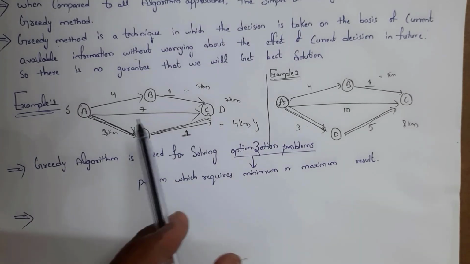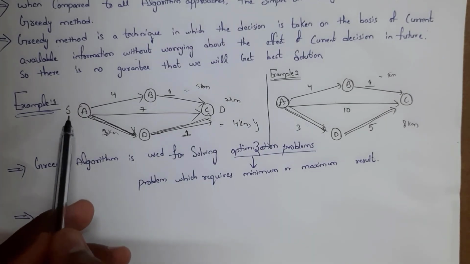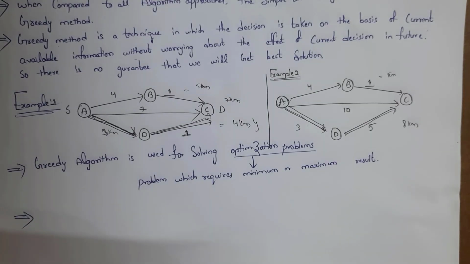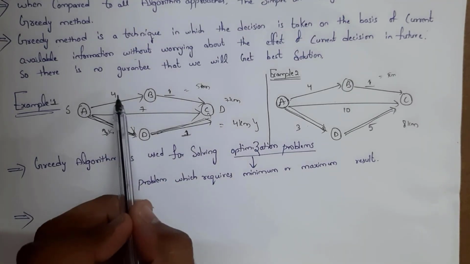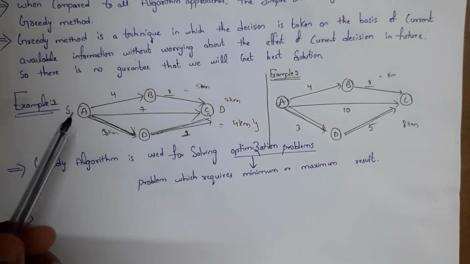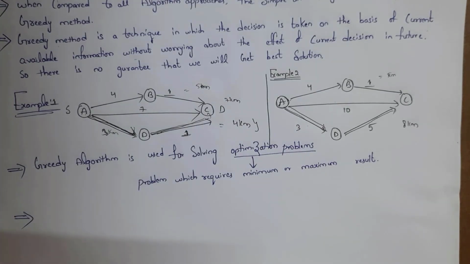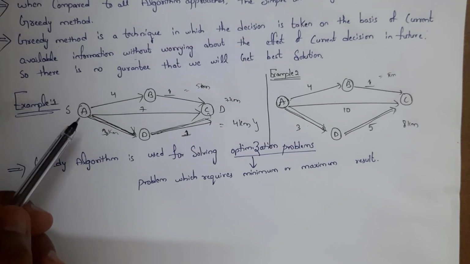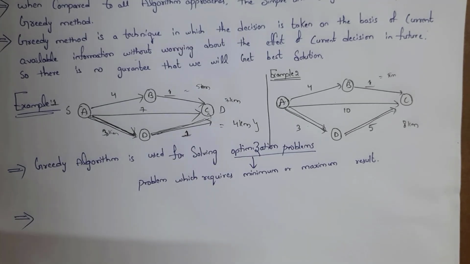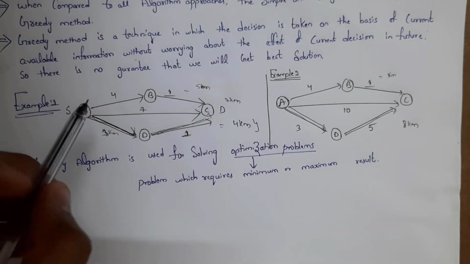There are two examples. In example 1, I need to travel from source to destination, that is from node A to node C. In greedy method, we will take decision based on the current available information, that is from node A to B distance is 4 kilometers, from A to C distance is 7 kilometers, and from node A to D distance is only 3 kilometers. So I will choose this distance, that is from A to D, because it takes only 3 kilometers. So I chose this route.